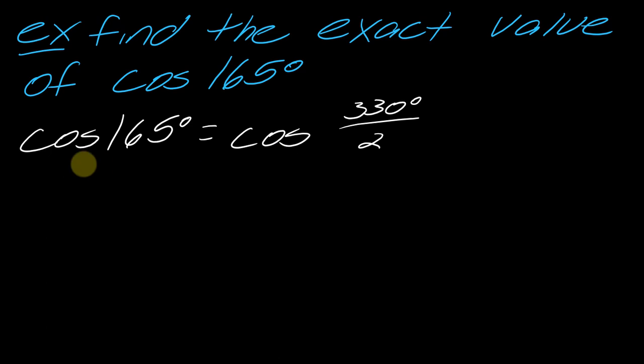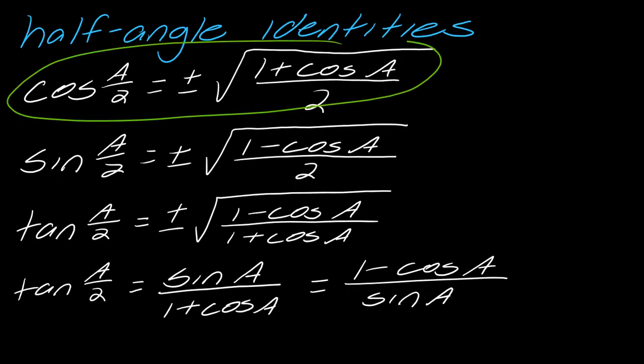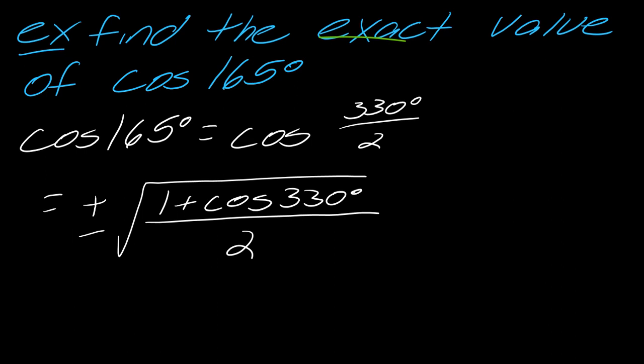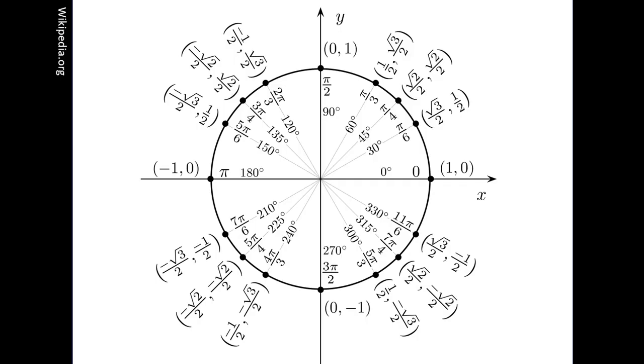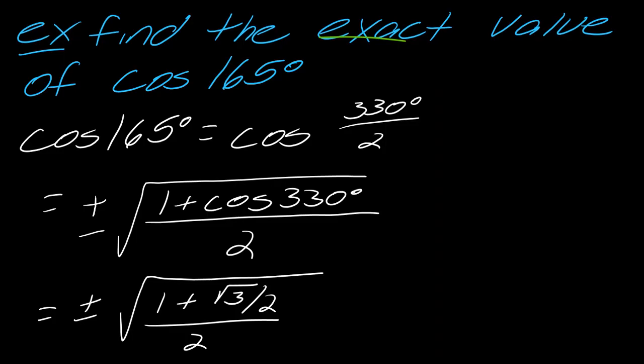Okay, so cosine of 165, if I multiply that by 2, I get 330. So I rewrite this as 330 degrees over 2. And then, like I said, I'm going to use this identity here, and I'm just going to plug everything in. So I get plus or minus the square root of 1 plus cosine of 330 over 2. Now, using my unit circle, here's 330 degrees, so here's cosine of that. Okay, so now I can go ahead and plug all of that in.